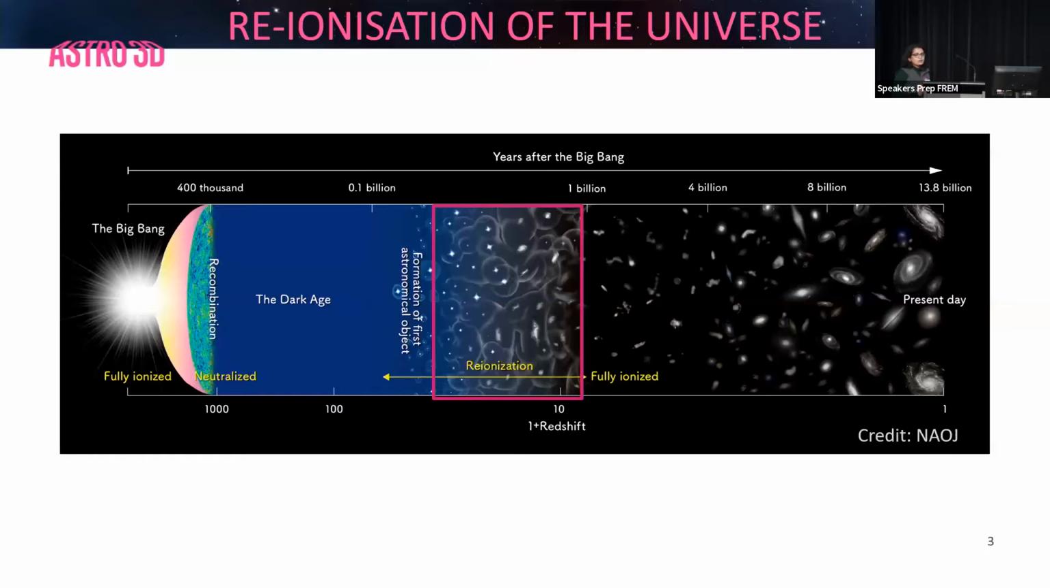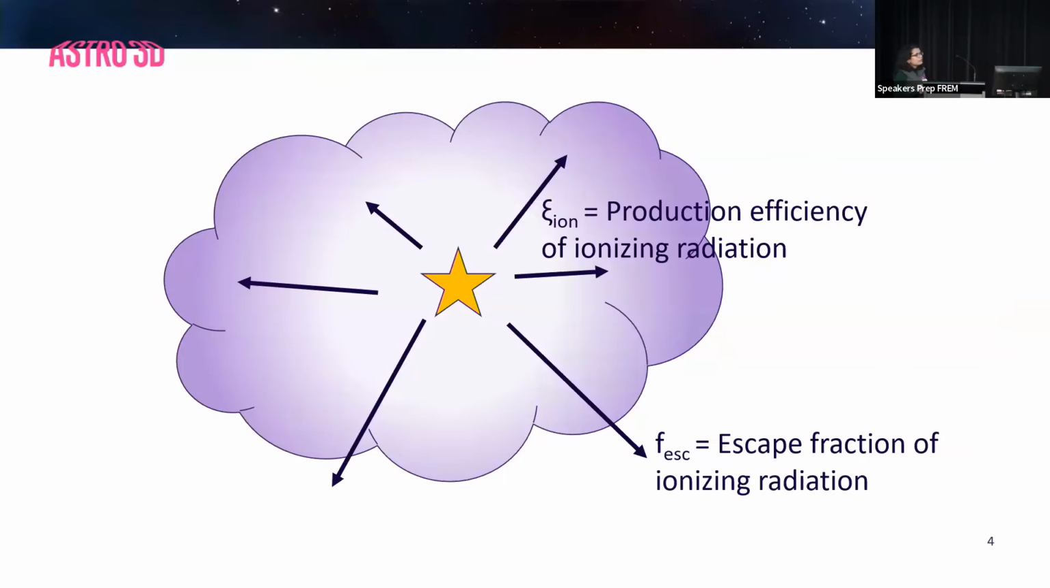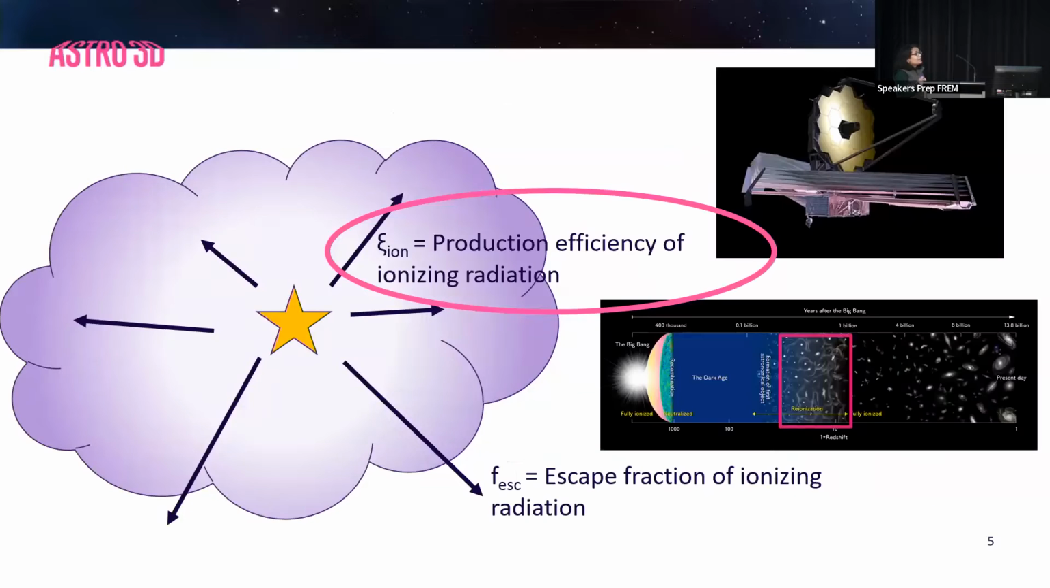And to understand how this reionization happened, we need to know two things about the galaxy. First, how many ionizing photons these galaxies were producing, and then the number of ionizing photons that managed to escape from the interstellar medium of the galaxy into the intergalactic medium and went on to ionize the intergalactic medium. Right. JWST is already giving us fantastic measurements about the production efficiency of ionizing radiation, the number of ionizing radiations these early galaxies are producing. But to get the escape fraction, we need to detect the Lyman continuum photons.